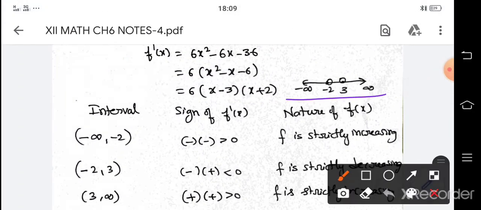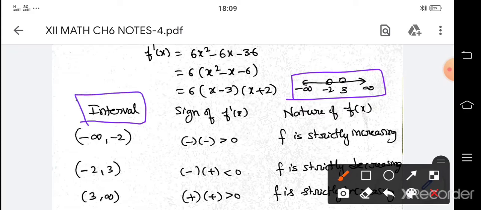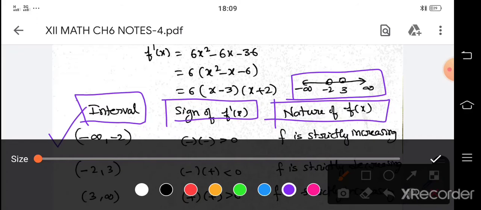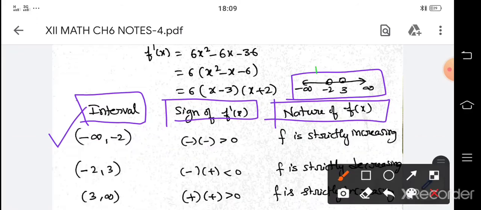If you take the number line from minus infinity to infinity, minus 2 will be here, 3 will be here. Then you will have to check the sign of f dash of x and the nature of f of x, so that increasing or decreasing you will get. This is the first interval, next interval 2, interval 3. So the first interval is minus infinity to minus 2.